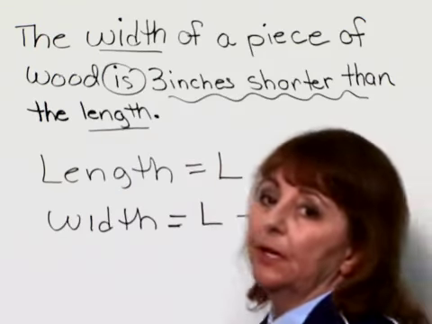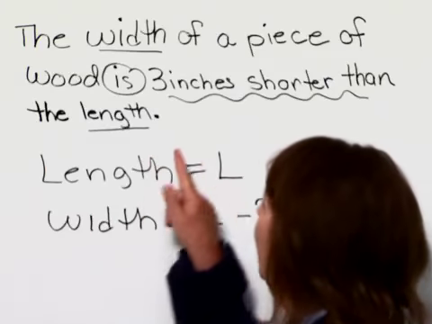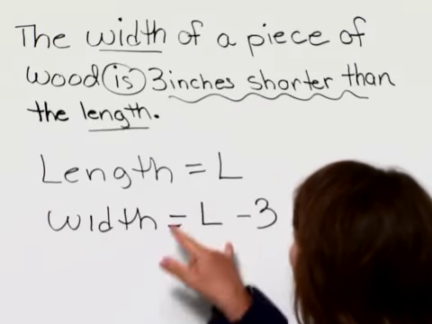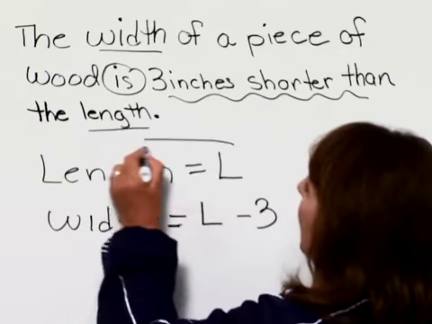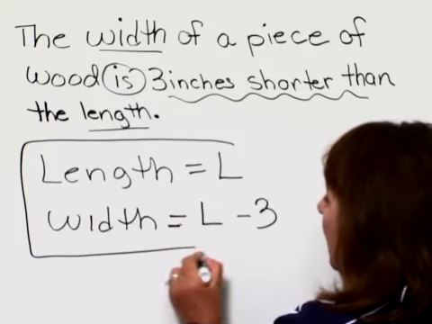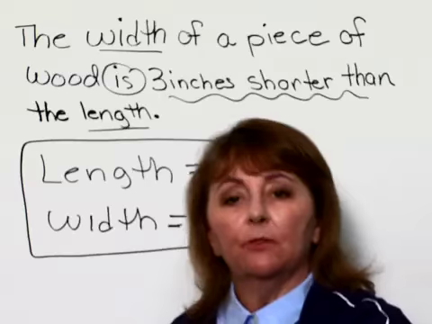Sometimes when we translate, the numbers don't appear in the same order that they appear in the statement. And we need to be careful about that. We also need to be sure that we actually write out and define our variable expressions. Now try a few problems.